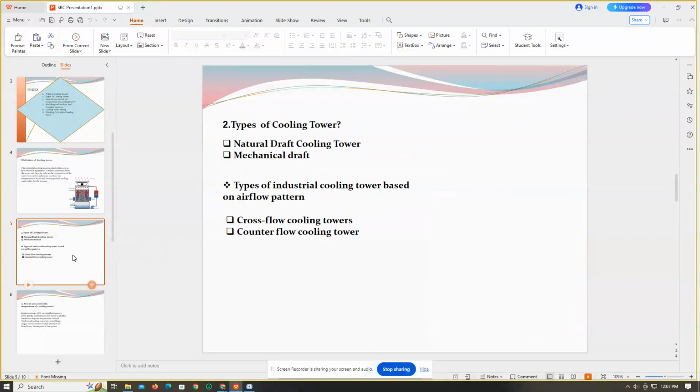Next, types of cooling tower: natural draft cooling tower and mechanical draft. Types of industrial cooling tower based on airflow pattern. There are two types: cross flow cooling towers and counter flow cooling towers.